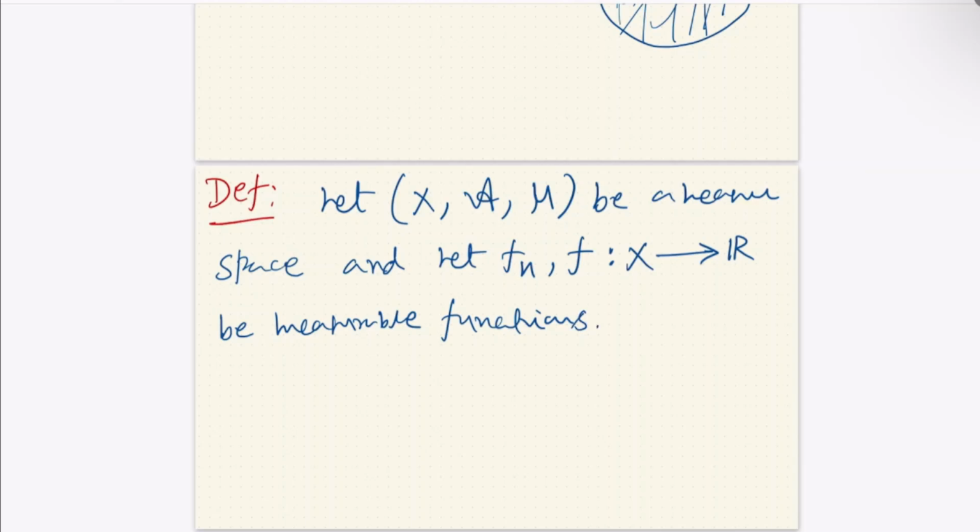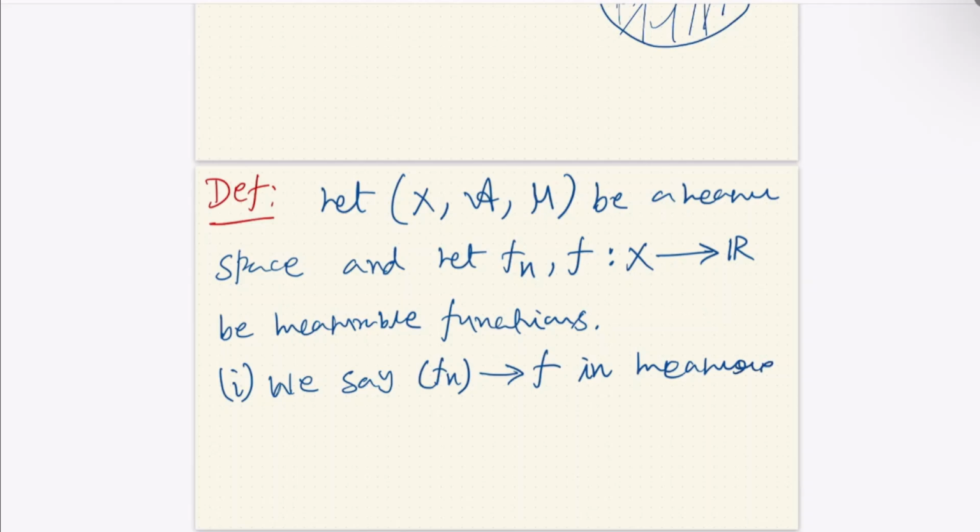Let f_n and f be measurable functions. We say the sequence f_n converges to a function f in measure.